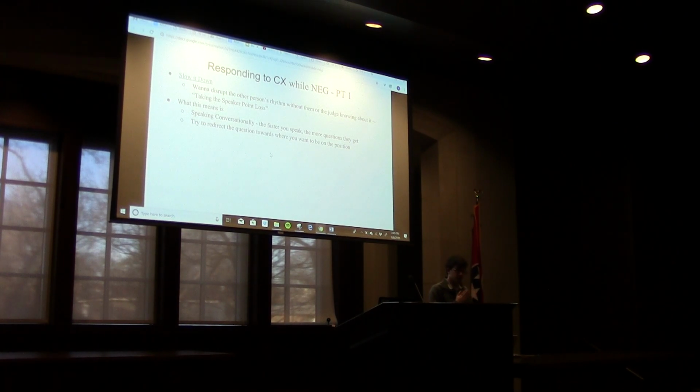And I think this is another valuable tip on cross-ex: you want to redirect the question to where you want the debate to be. What that means is, let's say there's a complicated counterplan that you just read in the 1NC, and they're asking about the counterplan. You want to redirect the question to be able to explain the counterplan to the judge. As in, you want to be controlling what you tell during cross-ex.